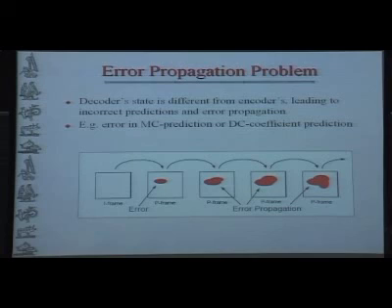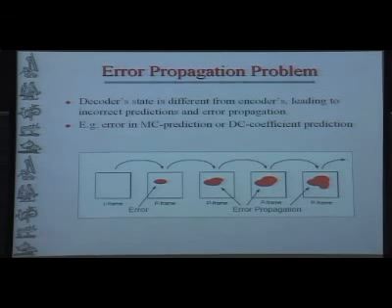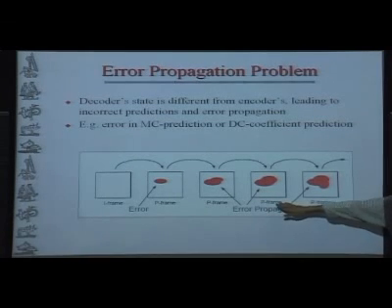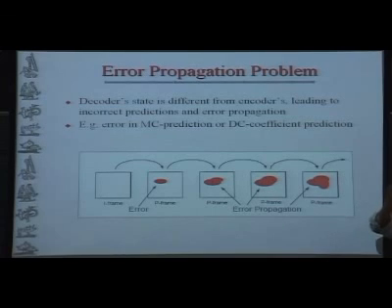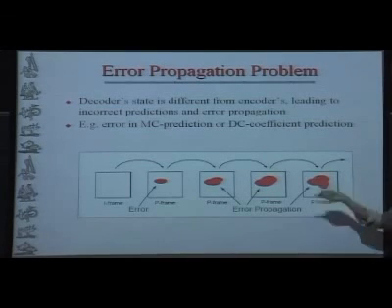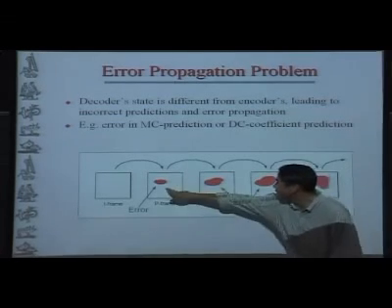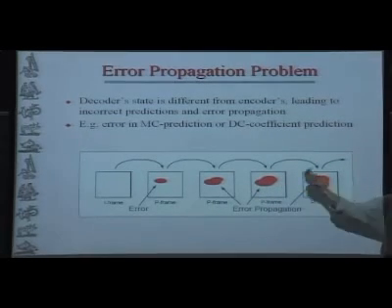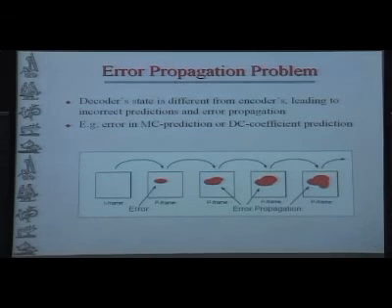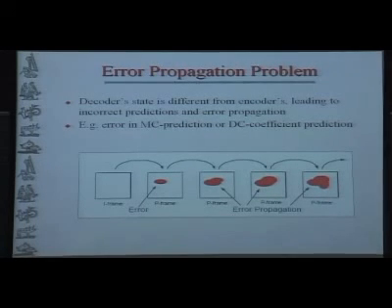And as you can see, the P frame is already bad. Imagine you have B frames. A B frame is bidirectional, so you predict, for example, this one from this and that. You know, errors can come from a lot of places.